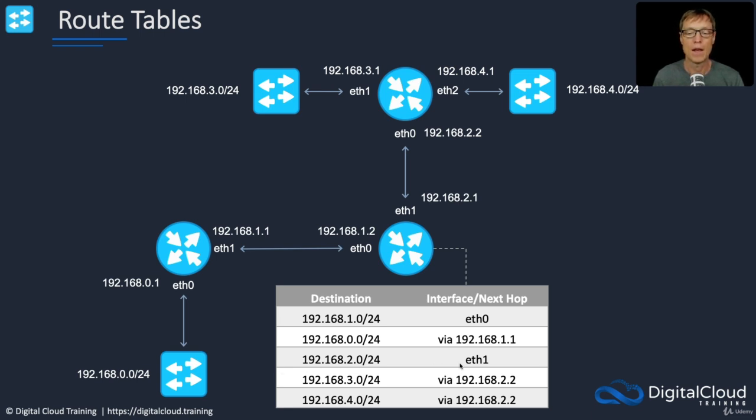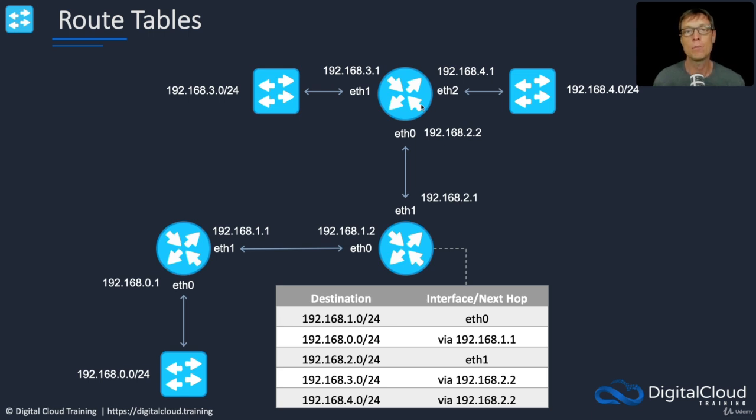The next entry is the 192.168.2 network, and that's via Ethernet 1. So again, it's a directly connected network. It's this one here between these two routers. Next up, we have the 192.168.3 network, which is up here, and the 4 network, which is up on the right hand side. Now both of these will be via 192.168.2.2, so that's the IP address of this router.